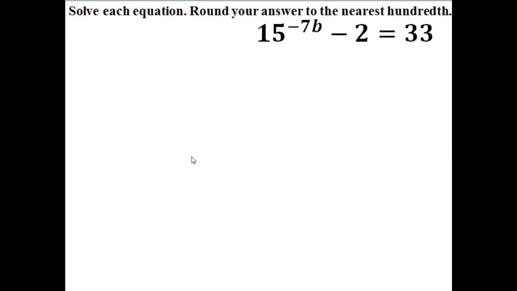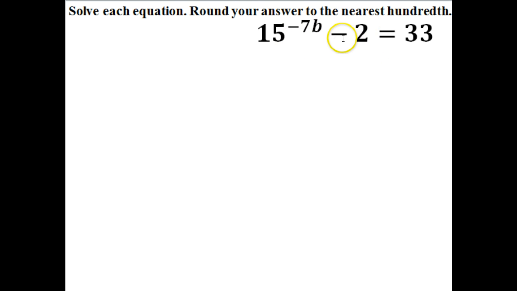Okay, on this one, this is a fairly complicated exponential equation that we need to try to solve. And the very first thing that we need to try to do is to isolate this exponent right here, this exponential expression, if you will. In other words, I'm trying to get this all on one side so that we can take the logarithm of both sides. So in order to get this all by itself, I've got to get rid of this 2.